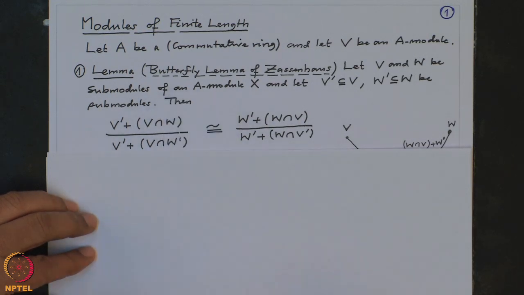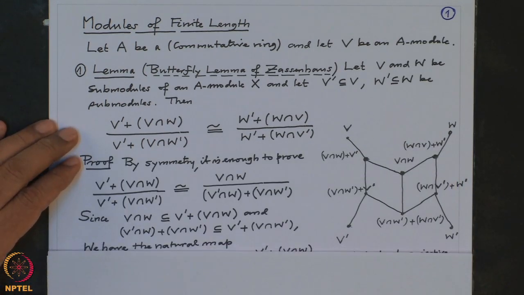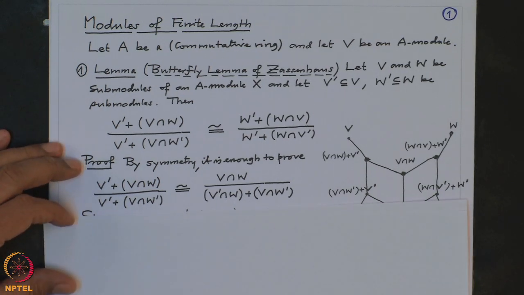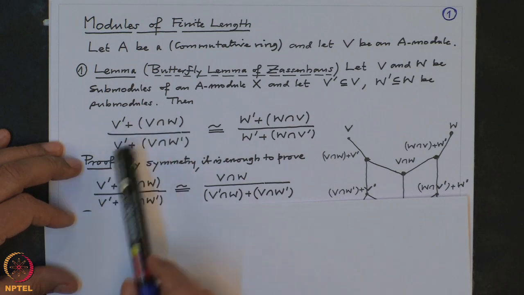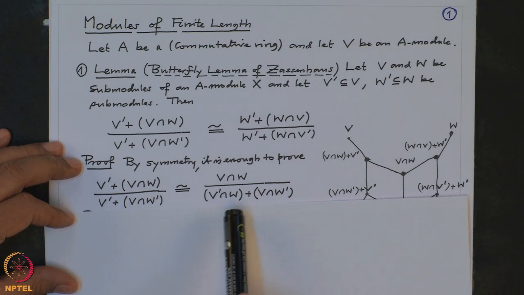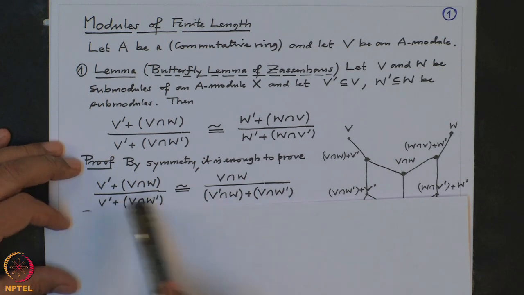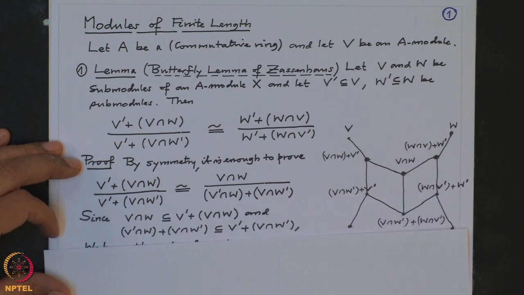And why is it called a butterfly lemma? I have drawn a picture here. So this picture looks like a butterfly. That is why it is called a butterfly lemma. Okay, how does one prove this? By symmetry, it is enough to prove that this left hand side module is isomorphic to V intersection W modulo V prime intersection W plus V intersection W prime. Because if I prove this, then this equal to this, so that is very easy to see.